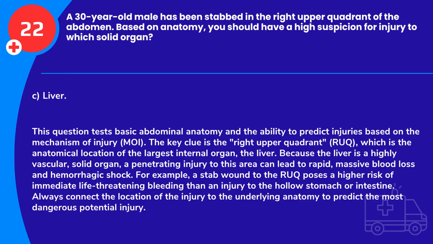For example, a stab wound to the RUQ poses a higher risk of immediate life-threatening bleeding than an injury to the hollow stomach or intestine. Always connect the location of the injury to the underlying anatomy to predict the most dangerous potential injury.